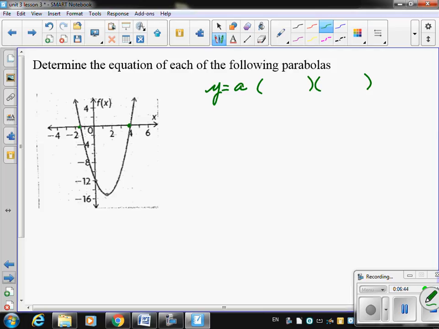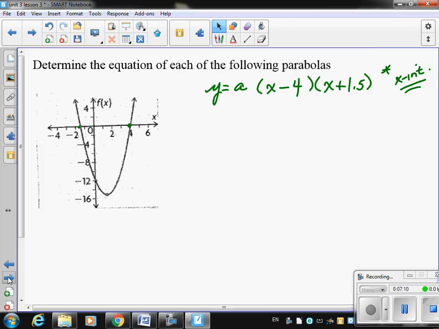From my eyes, it appears that one of my x-intercepts is (4, 0). So I would write it in this form, x subtract 4. My other one appears to be negative 1.5. So in brackets, I do x plus 1.5, from the x-intercepts on my graph, remembering that the signs are opposite in the brackets. I am pretty confident that I know this point right here. The vertex I think I know, but I'm not sure.